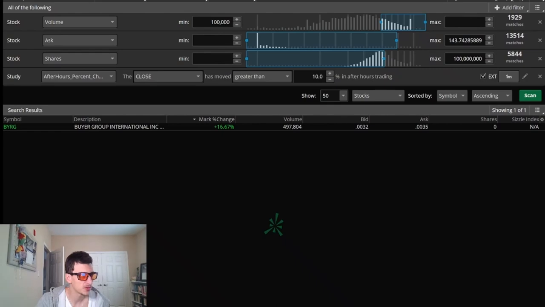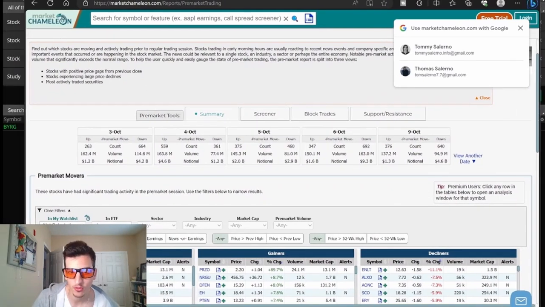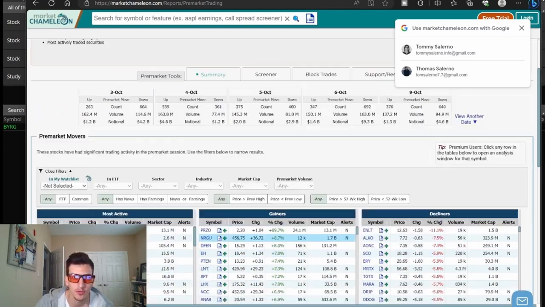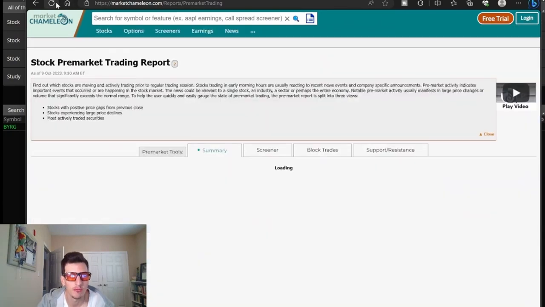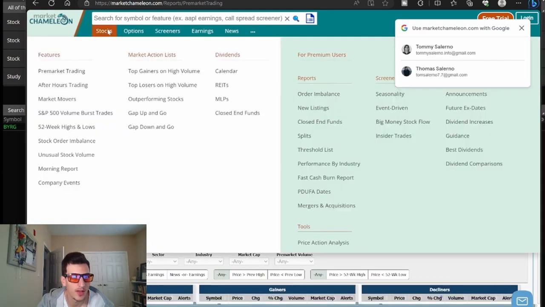What I also used as well, another resource is Market Chameleon. Market Chameleon is something I used early in my career. And yeah, you can scan for the most active stocks. This is for pre-market specifically. Gainers, your top percent gainers, and your top percent decliners. And this is actually where I found most of my setups early in my career. However, after some time, you do need to refresh it every once in a while to get new data. So that could be a little bit of a downside on that.